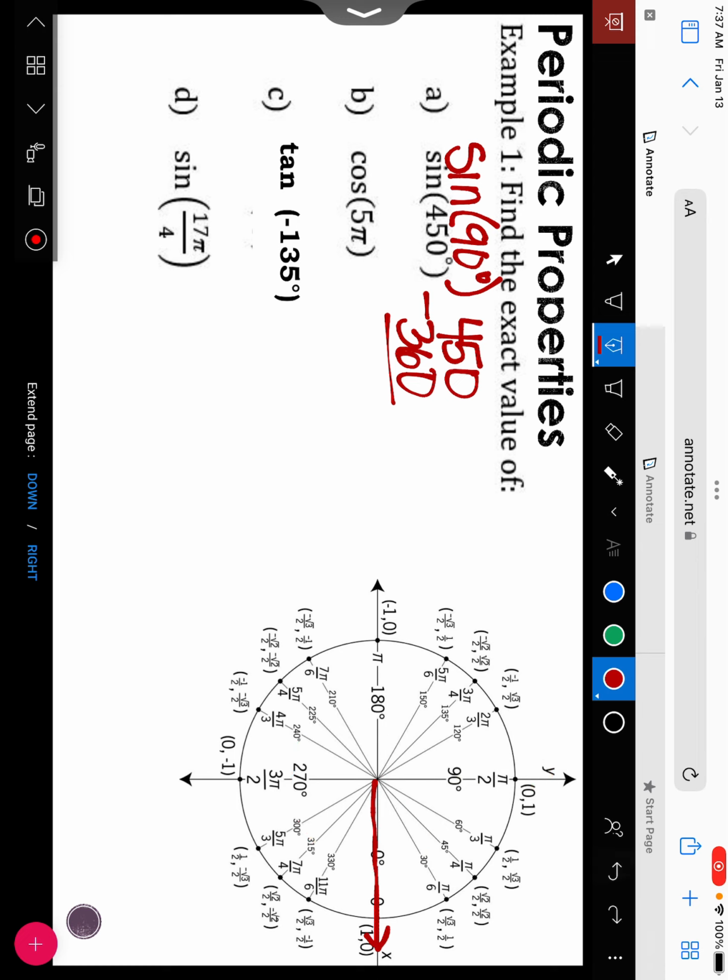All right, so go ahead, look at the unit circle, see the sine of 90. Sine is your y value, so you should have 1. So the sine of 450 degrees is 1.